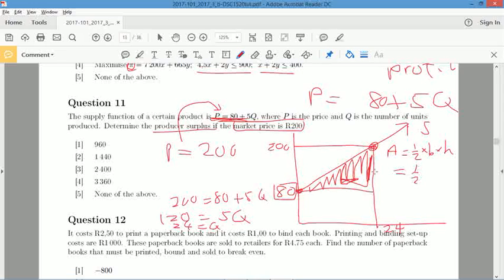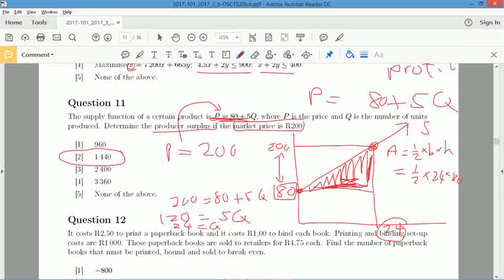So it's half. The base is 24. There's the base, 24. And the height will be the distance between those two. So 200 minus 80 is 120. So if I multiply it out, it'll be 24 times 120 divided by 2, or times a half, gives me 1440. Right, option number 2.